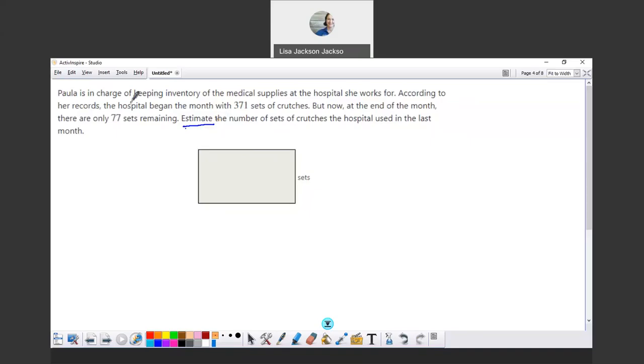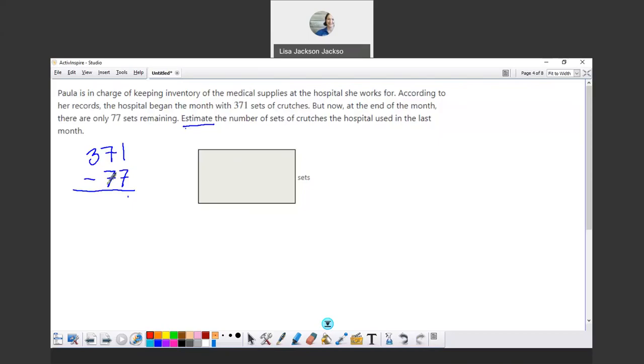So we have the 371 was what they started with, and they kept giving sets of crutches away. So when you're giving, you have a pile of things and you give one away, that's a subtraction from your pile. So we're going to subtract 77. Well, actually, we're going to estimate.